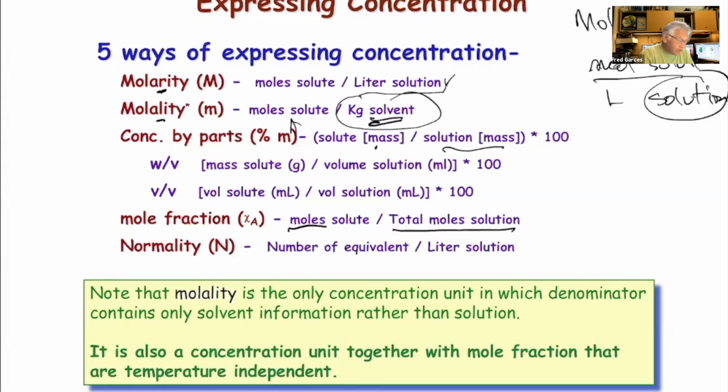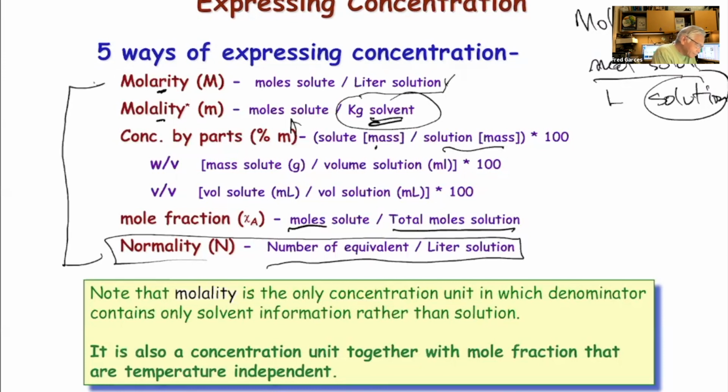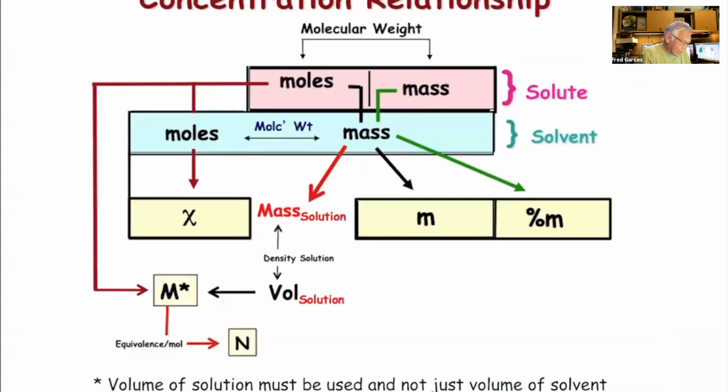And then there's normality. Maybe normality is new to you, but it's not difficult, because normality is an easy concentration unit to remember because it's related to molarity. If you know how to calculate molarity, there's one simple conversion factor that you need to convert molarity to normality or vice versa.